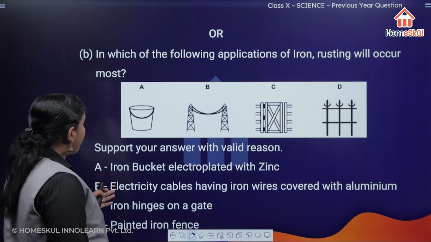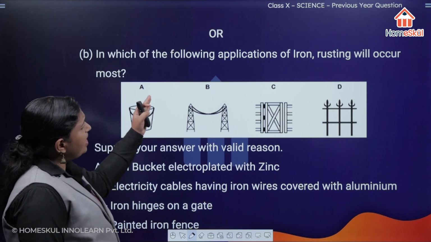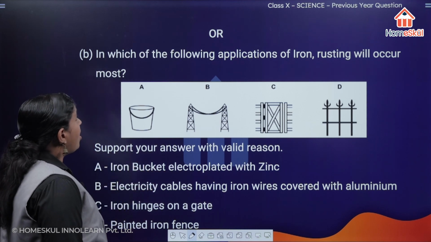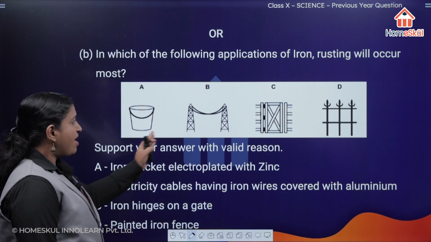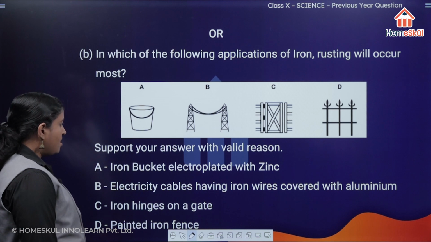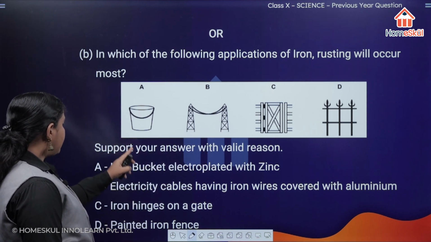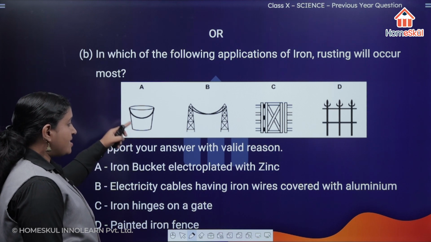Now, the last subpart. In which of the following applications of iron rusting will occur most? Here you have 4 pictures given. Support your answer with valid reason. A is iron bucket electroplated with zinc.